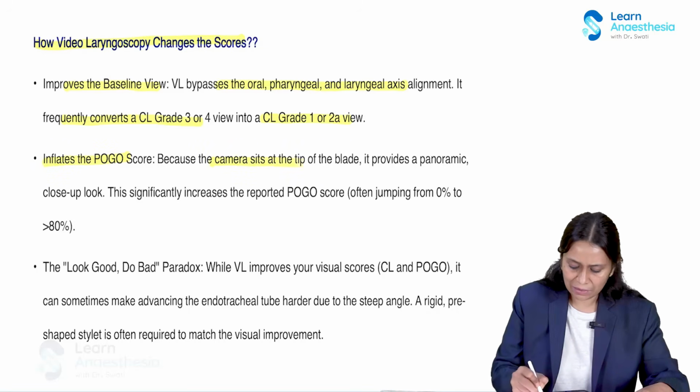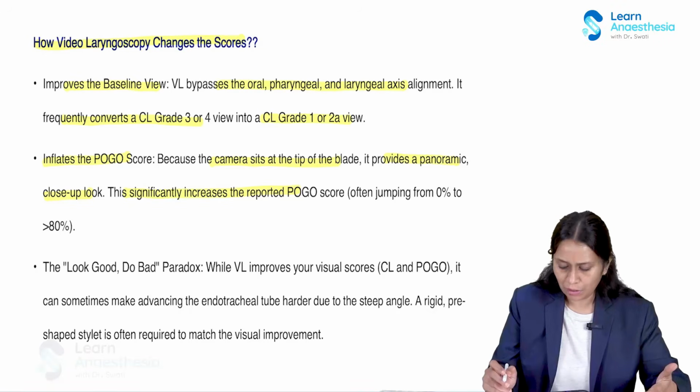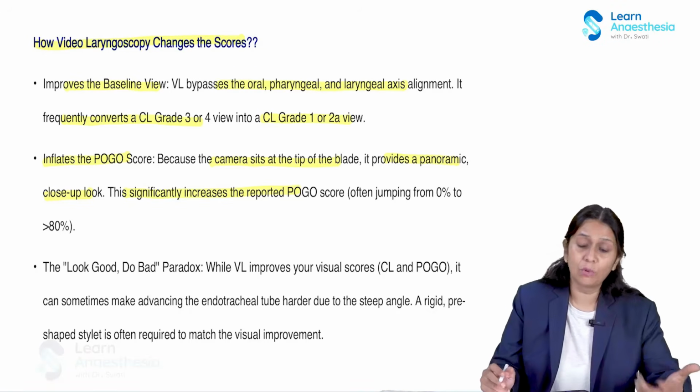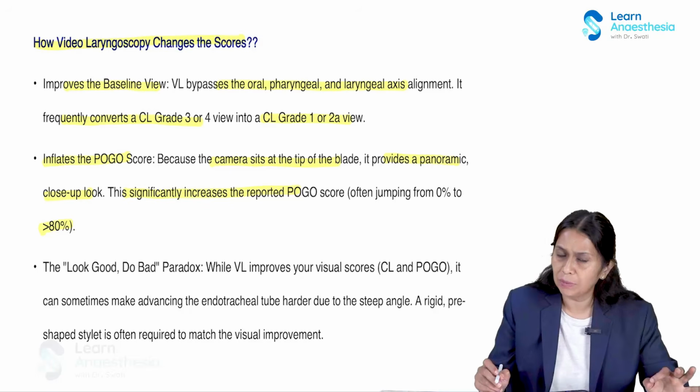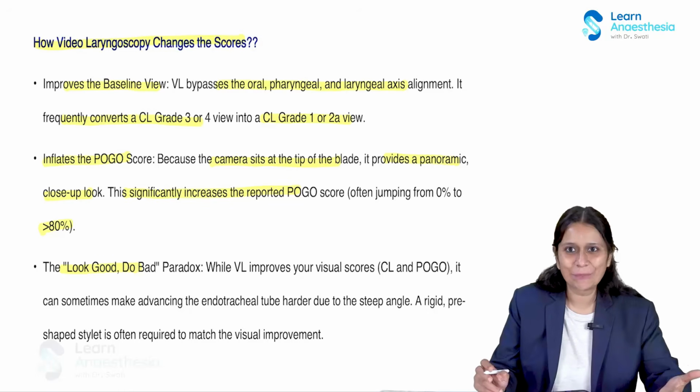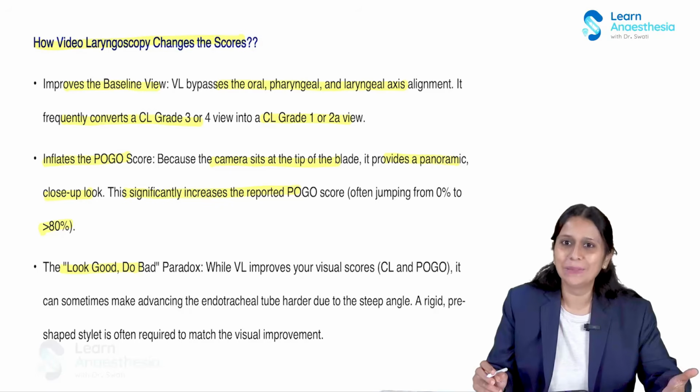Now, because the camera sits on the tip of the blade, it provides a panoramic close-up look. This significantly increases the POGO score, often jumping from 0 to more than 50-80%. But one important thing you should keep in mind: what looks good is not always good. Look good, do bad is a paradox. Now we may get a very good view, but intubation can still be difficult.